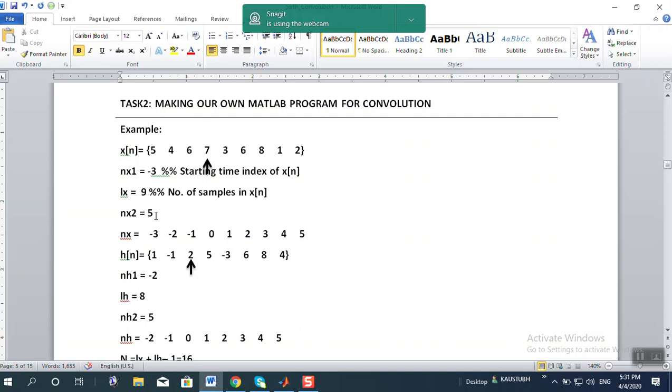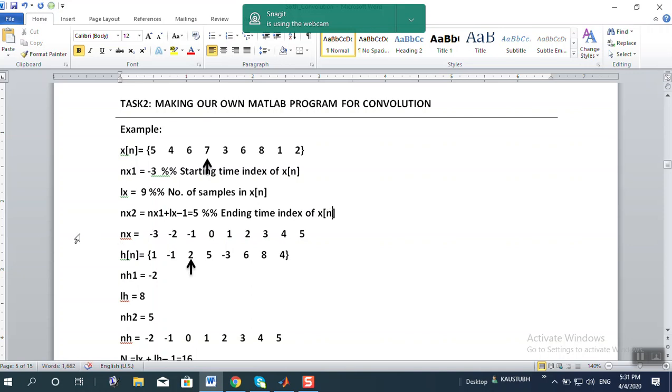The ending time index of x of n, we already did in many examples: nx1 plus lx minus 1 is equal to 5 here. Because nx1 is -3 plus 9, so it is 6, minus 1, 5. So it is the ending time index of x of n.